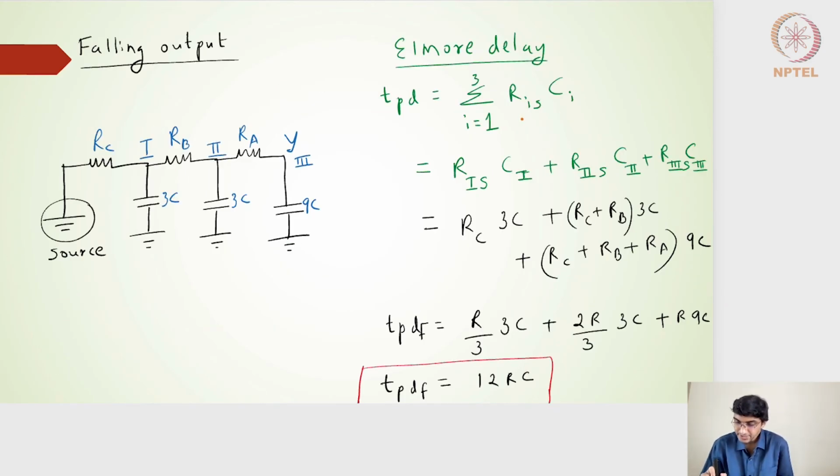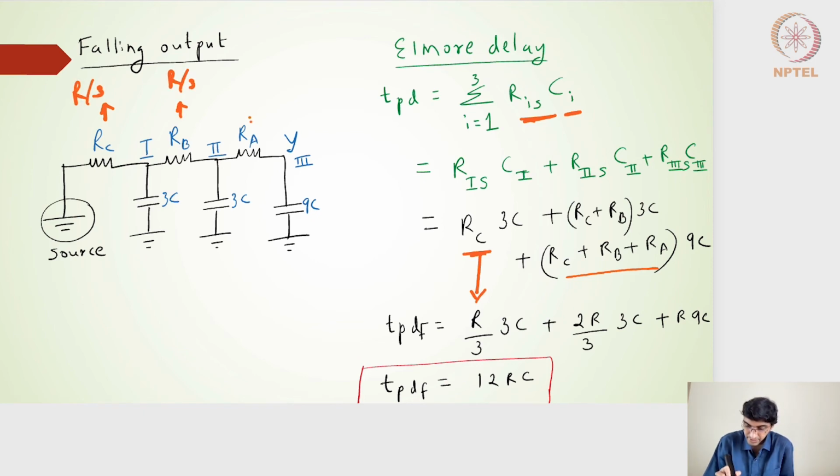So in the Elmore delay method, the shared resistance and then the individual capacitance is what is written. That is RC, and then RC plus RB, and then finally RC plus RB plus RA. So RC, RB, and RA are each nothing but R by 3. That is coming from the switching resistance of the NMOS transistor, which has a width of 3. So each one of them is R by 3, and RA is also R by 3.